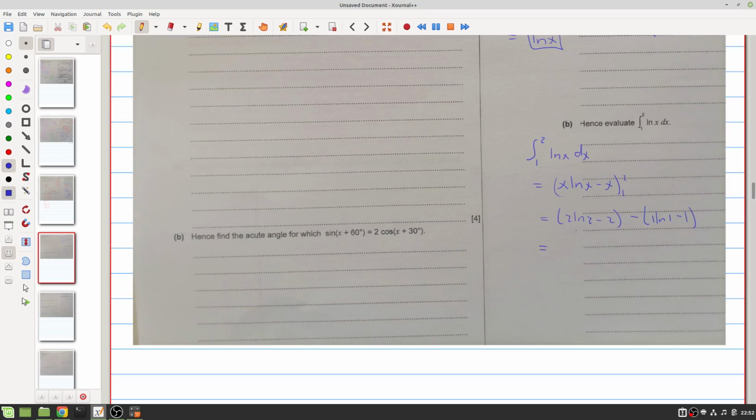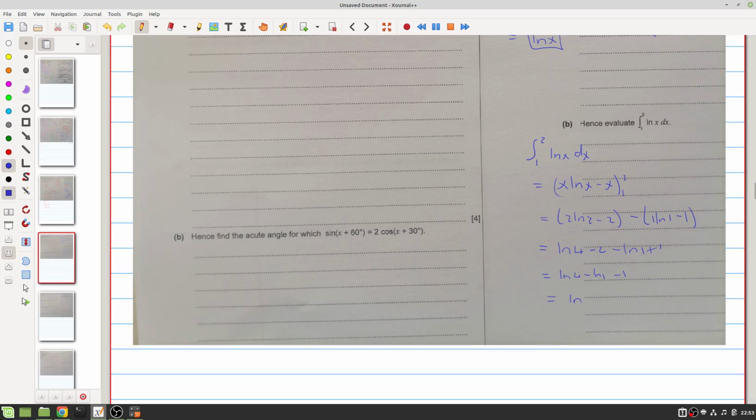All right, so 2 ln 2 minus 2. I'm going to do this where you can take that as an exponent. So that's going to be ln 2 squared, so I'm just going to write ln 4 minus 2, and then minus ln 1, and then minus 1 makes plus 1. Okay, so we've got ln 4 minus ln 1, and then minus 2 plus 1 is going to be minus 1.